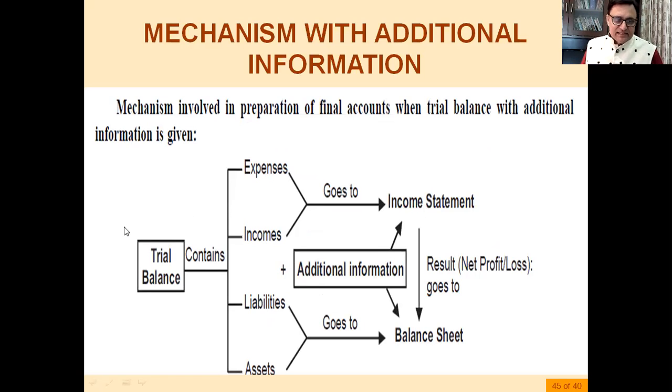So it may contain certain additional information related to expenses, incomes, liabilities, and assets. Expenses and incomes will go to the income statement. But if the additional information is there, it will affect the income statement as well as the balance sheet. Similarly, when this additional information reflects liabilities and assets, it will go to the two aspects of the accounting equation, that is the balance sheet.